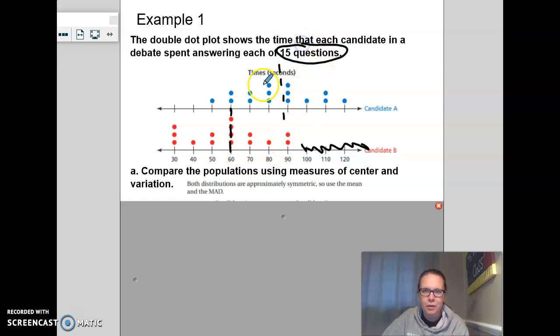So to find my mean for each one, I would sit here and add up all the points. So for candidate A, divided by 15. Candidate B, add them all up, divide by 15. That gives me my mean.